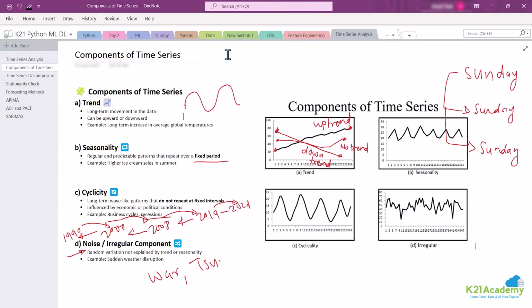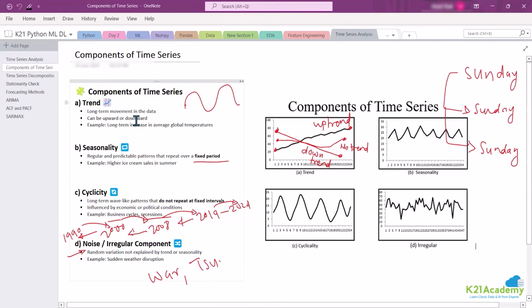And in noise, or irregularity, there is no variation explained by the trend or the seasonality. Anything can happen at any time: sudden weather disruptions, a tsunami, or war-like situations. This comes under noise.